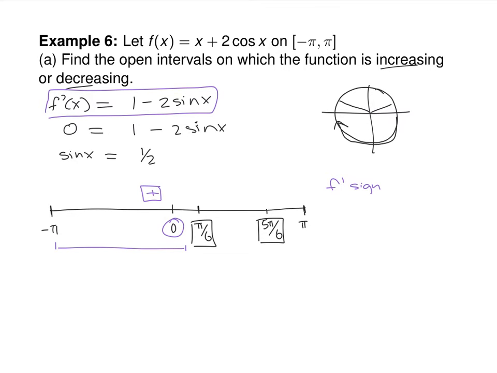Okay, what's a good test point between pi/6 and 5pi/6? Pi over 2. And at pi over 2, the sine is 1. So you'll have 1 minus 2, which will make it negative there, right? And then I think you can actually test pi, even though it's an endpoint, and you're going to get that f prime is positive there.